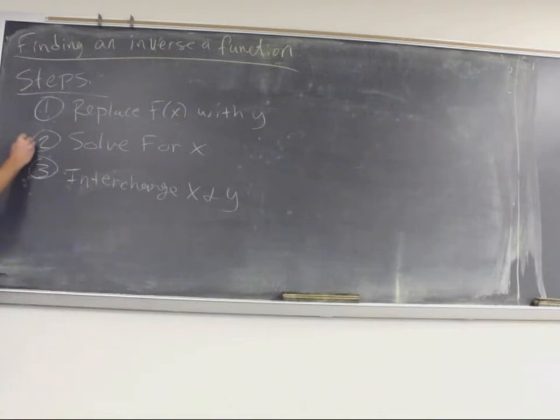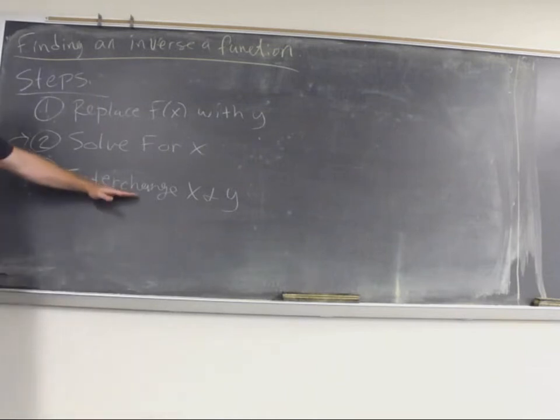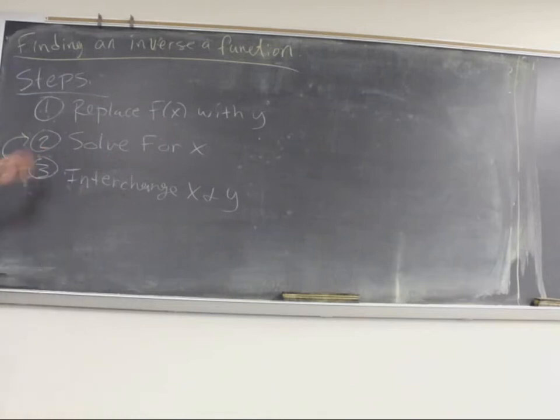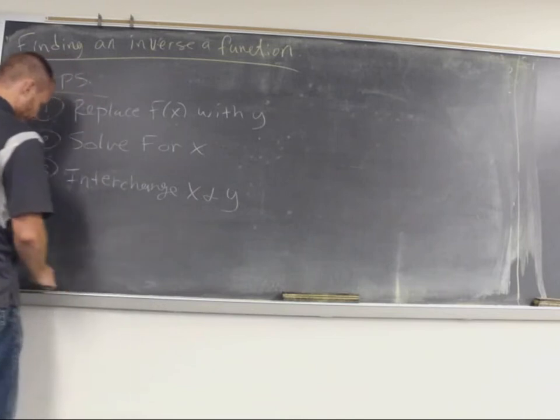All right, and for future reference, you can do these 2 steps in either order. So you can do interchange x and y first, and then solve for x, or you can do it this way. I prefer this way. I just prefer to stick with one way and do it that way. But you may see this later on, so I want to make you aware of it now.